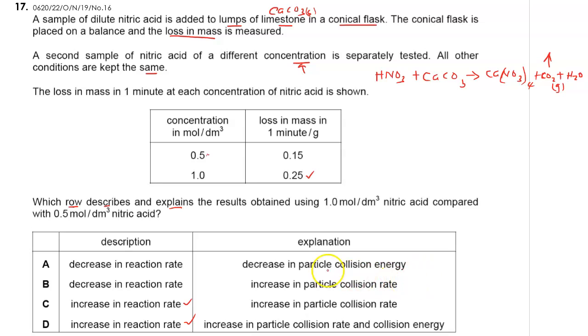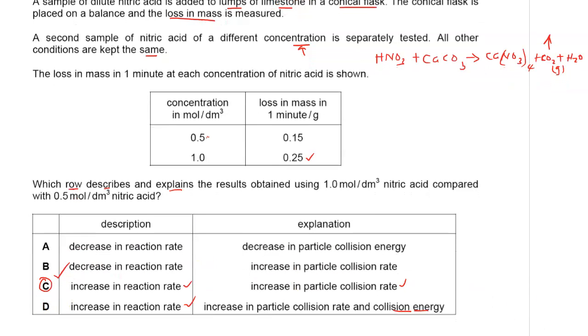And then the explanation is that, of course, we only concentrate on C and D. A and B are out. Increase in particle collision. That is correct, because you have more particles in a concentrated acid than a less concentrated acid. What about C? Increase in particle collision rate and collision energy. We have not changed the temperature, so there's no change in collision energy. So the right answer here is C. C is the right answer for that question.